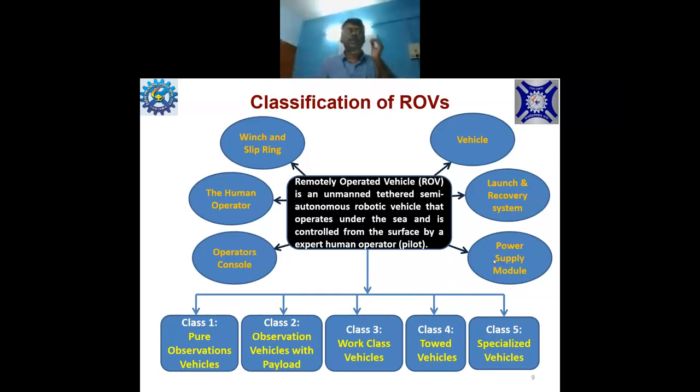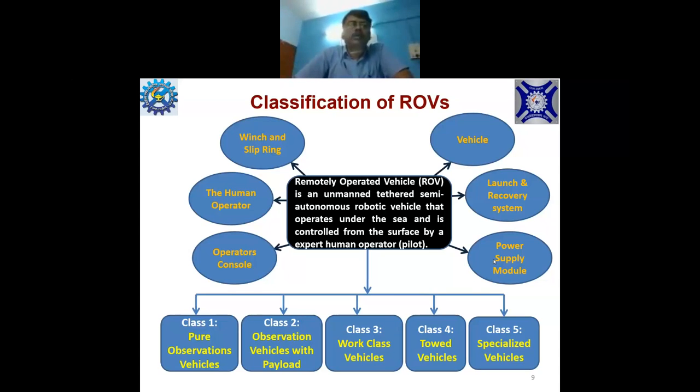Classification of ROVs: ROVs are normally categorized into five classes: pure observation vehicles, observation vehicles with payloads, work class vehicles, towed vehicles, and specialized vehicles.